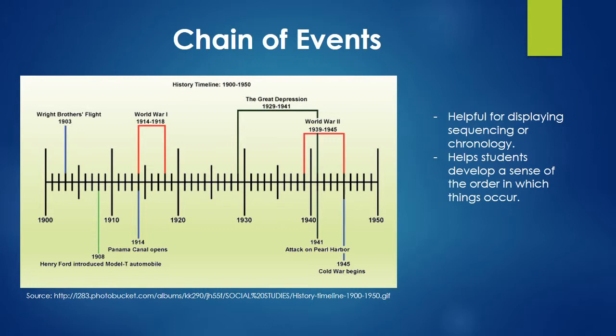This type of graphic organizer is useful for displaying sequencing and chronology. Social studies teachers often display timelines or have their students construct timelines so that students can get an understanding of the order in which things occur. Chain of events can also be used for teaching sequential steps or processes, such as the steps a person would go through in order to become elected as the Prime Minister of Canada.